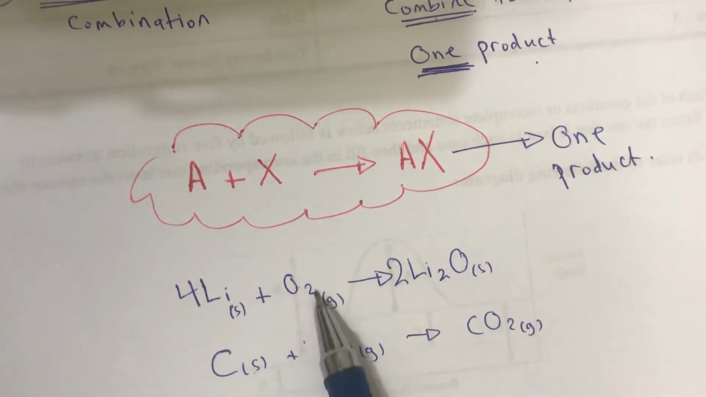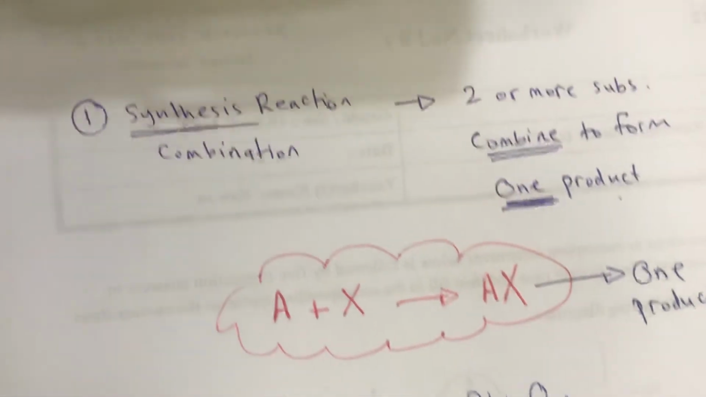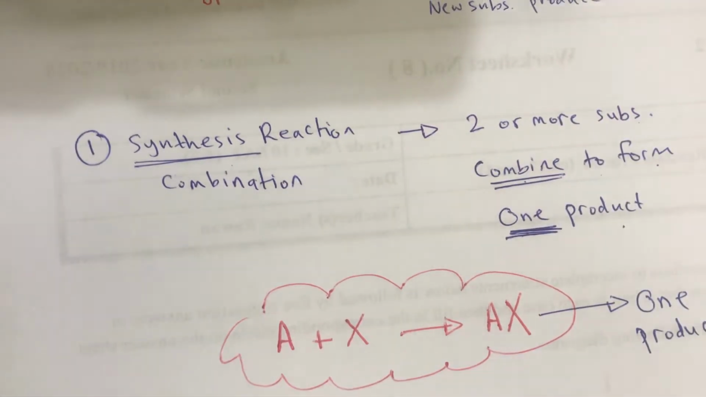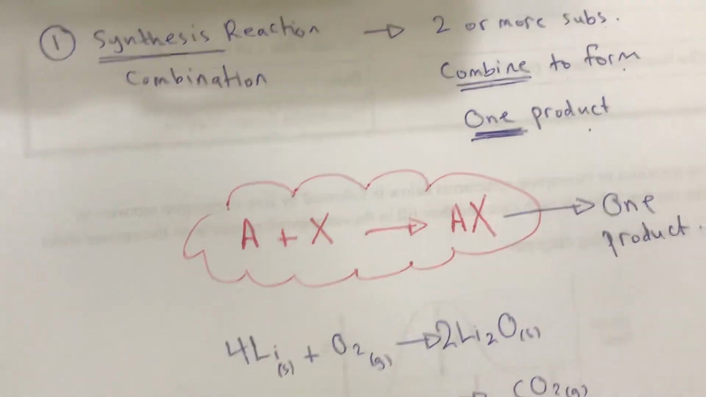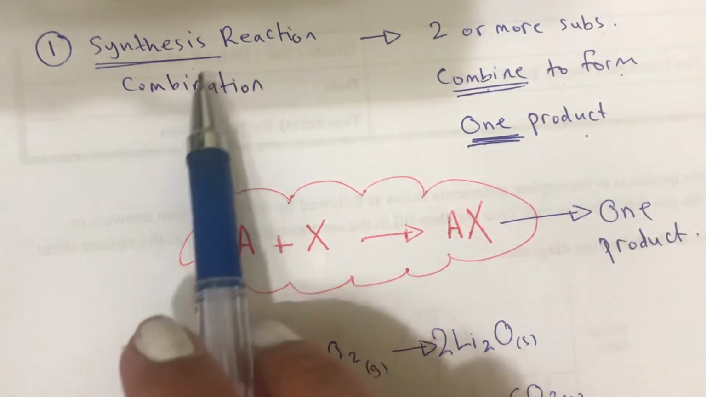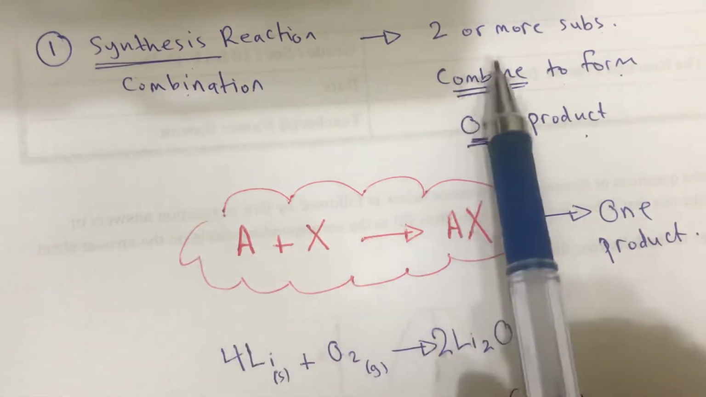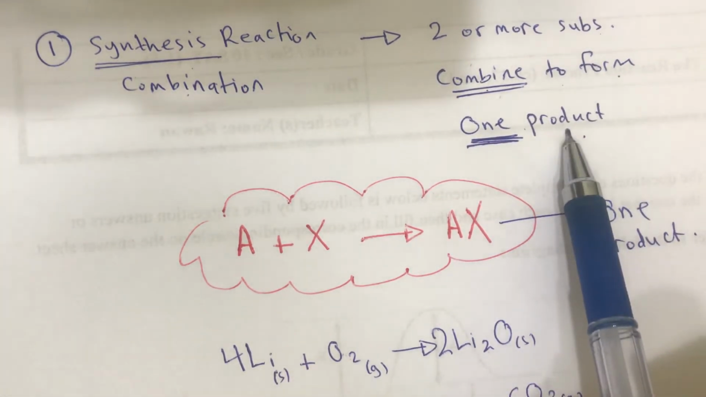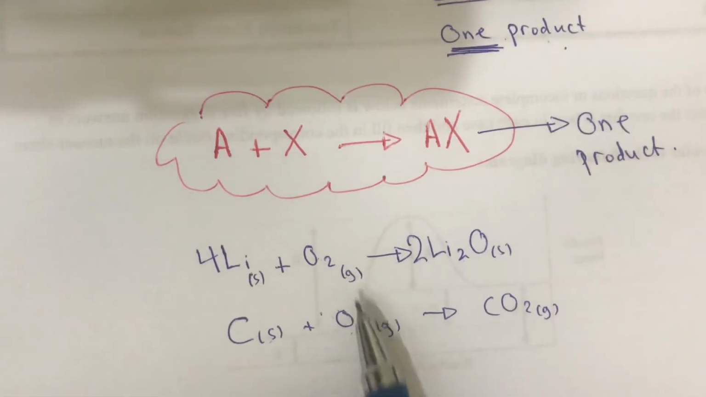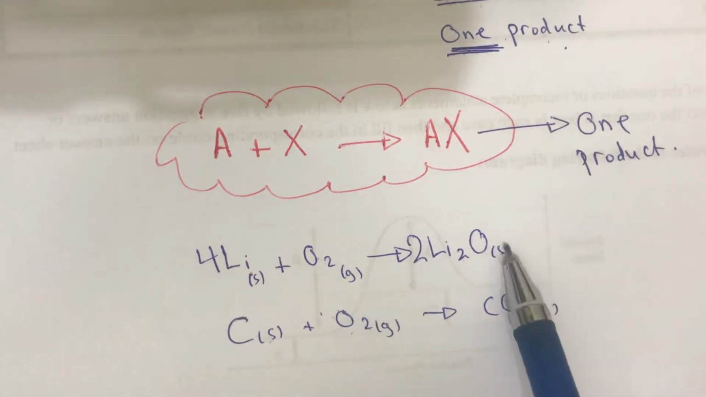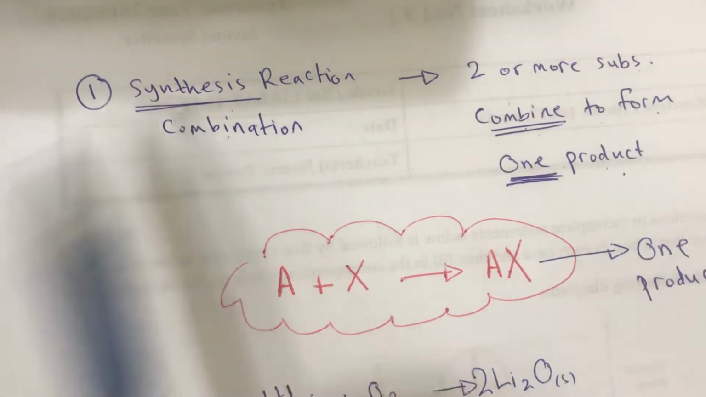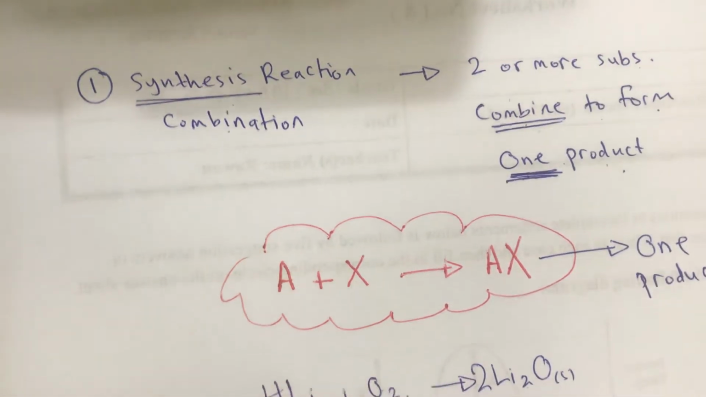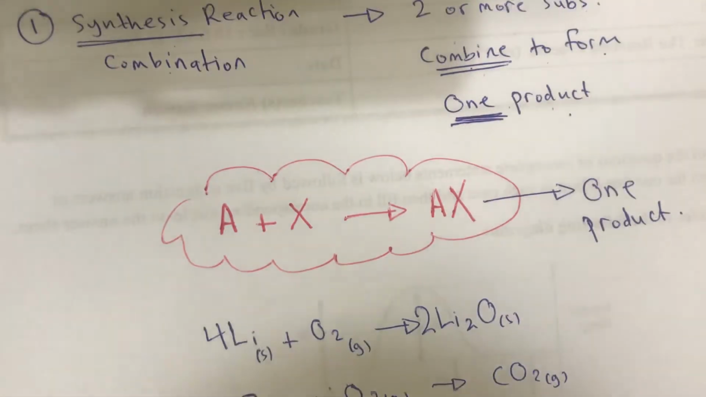So these reactions are synthesis reactions. So the first one, synthesis, means combination. 2 or more substances combine to form one product. So in any chemical equation, if you find one product, the type is synthesis reaction. So this is the first one.